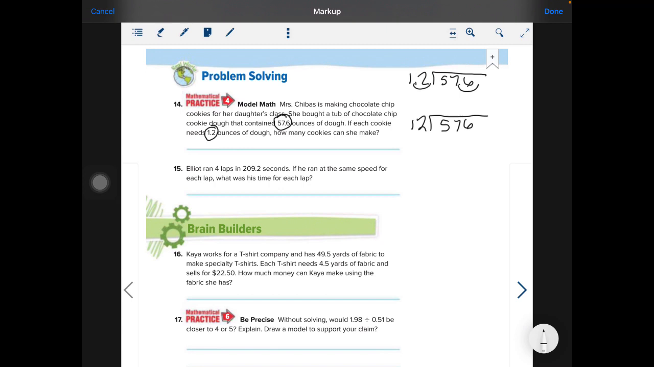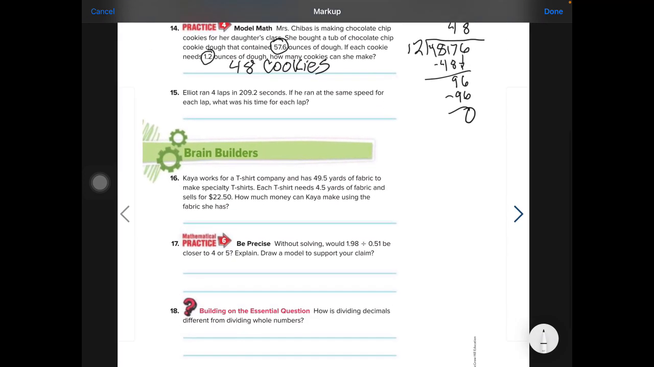Okay, let's move these over so the decimal will come over. So now we have 12 into 576. That's a little bit easier to work with because I know 12 will go into 57 at least 4 times because 4 times 12 is 48. Then I can change that to a 4, that to a 17, and that should be 9 left over. Bring the 6 down, and 12 will go into 96 at least 8 times. 8 times 12 is 96. Yes, a 0. So she has enough to make 48 cookies.